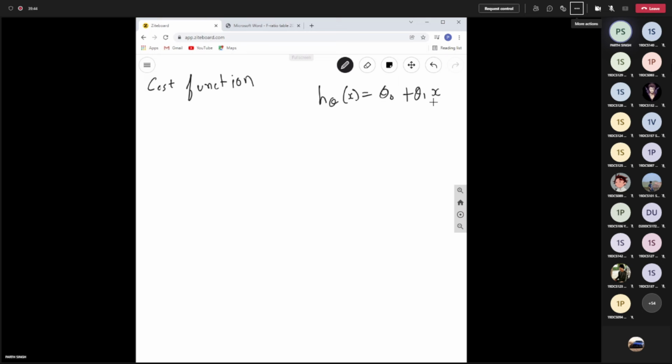So x is what? Our independent variable, and h of theta of x, using theta, that is a function of x, that is nothing but our hypothesis: if the x value is this, then the y value will be this, right. And theta 0 and theta 1, in short, we can say these two are our parameters, the thetas.